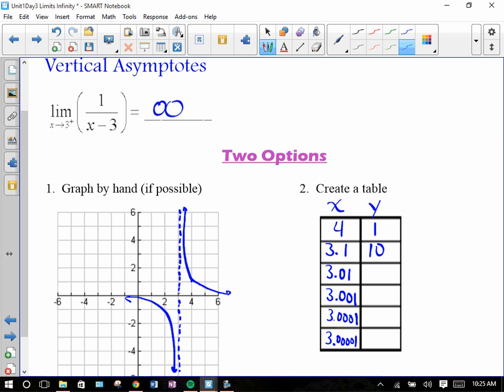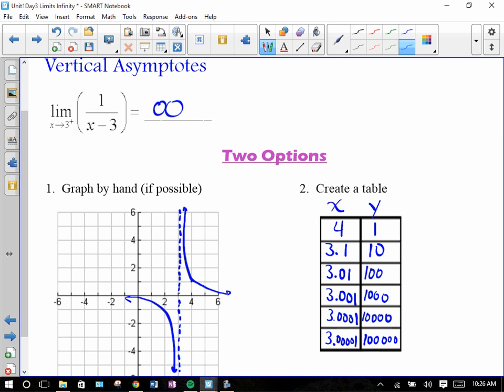3.1 minus 3 is 0.1. So it's 1 divided by 0.1. Now, I'm going to do 3.01. So 3.01 minus 3 is 0.01. So what is 1 divided by 0.01? 100. Okay, it looks like it's getting big. Then 3.001 minus 3 is 0.001, so what's 1 divided by 0.001? 1,000. So then what's the next number going to be? 10,000, and then what? 100,000.